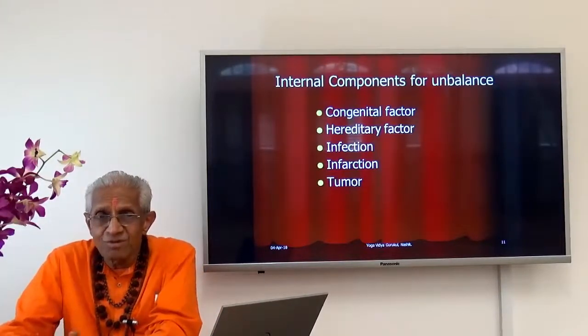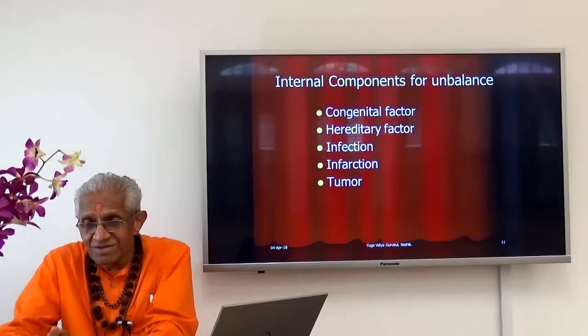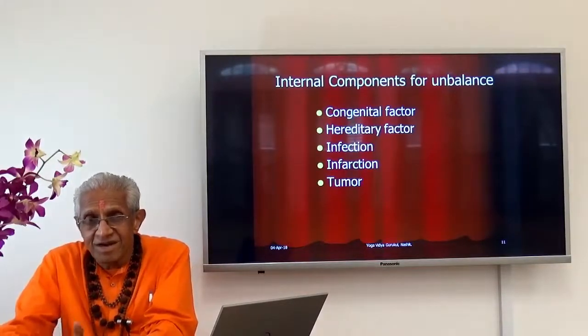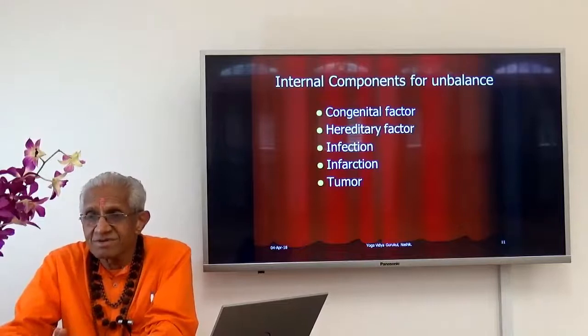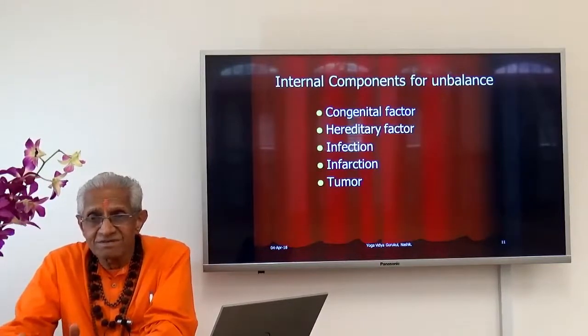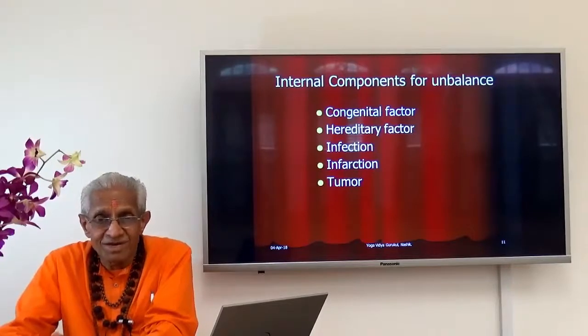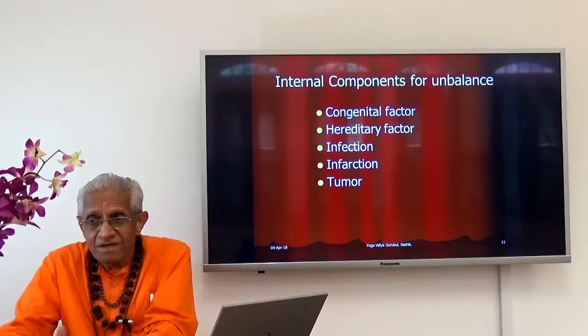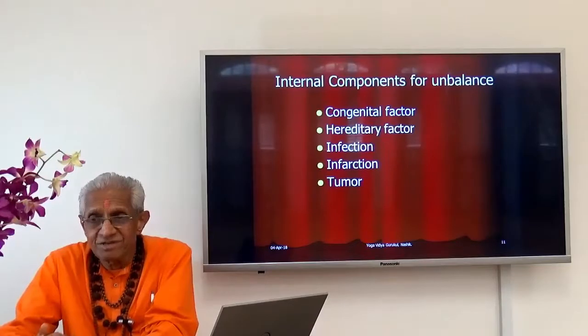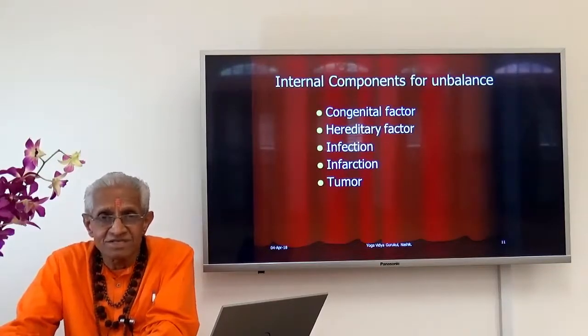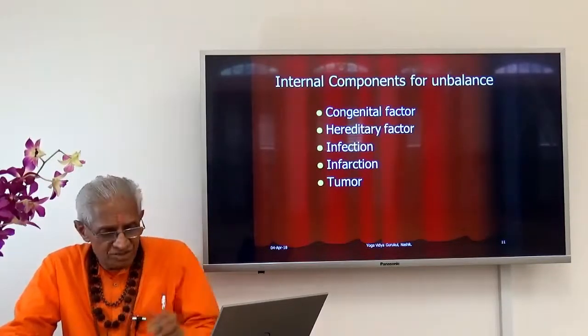Tumor is an abnormal growth in the body. Why and how it happens, nobody knows. But if abnormal growth is there, the body function is affected. So abnormal condition, so disease. And normally the solution for this is removing the tumor by surgery. There is no other solution.